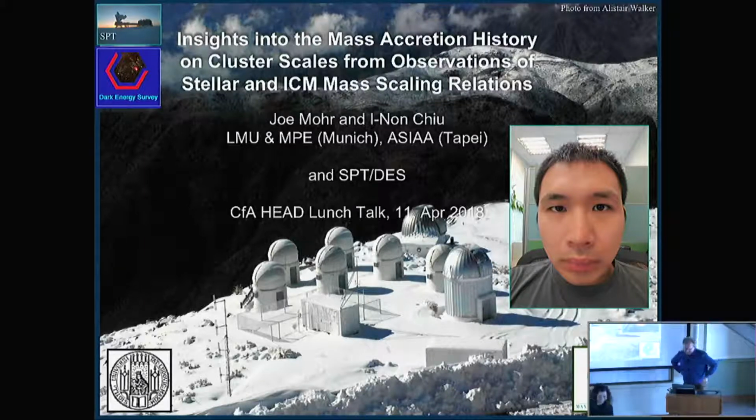Thanks a lot, Ezra. Okay, so I'm going to give you some insights into cluster structure as seen through scaling relations. In particular, the new part of this is this sample of clusters that extends to high redshift. So we can do homogeneous mass estimation, stellar mass, ICM mass, halo mass, over a broad range of redshift and mass. The lead of this work is Yinan Cho, who's now at Academia Sinica in Taipei. And of course, we've had many contributions from SPT in particular and also DES.